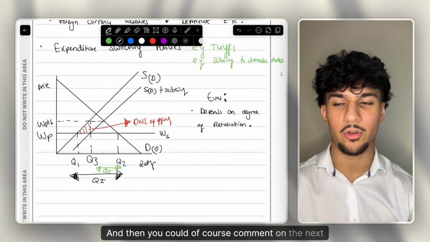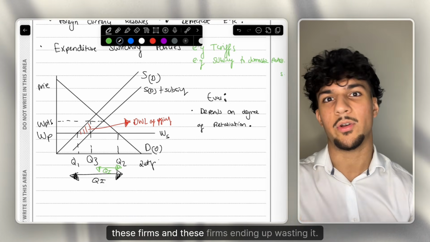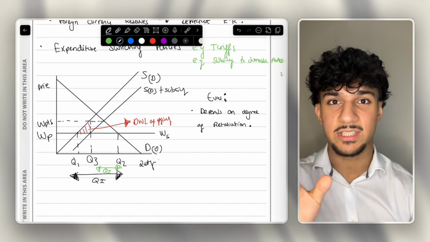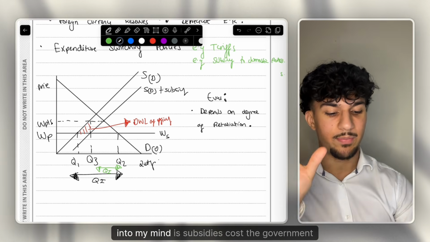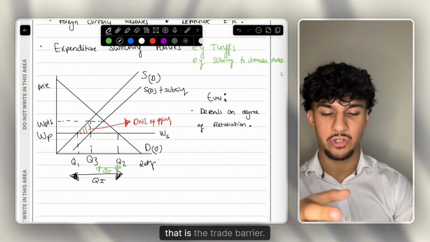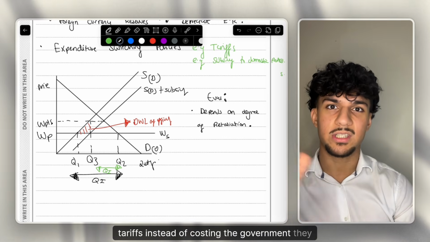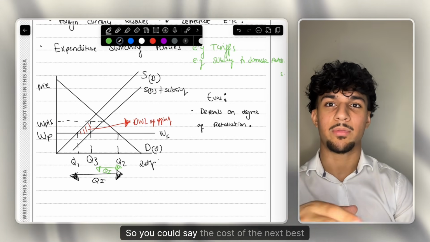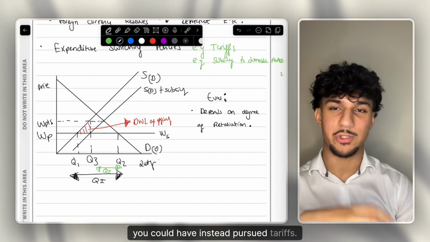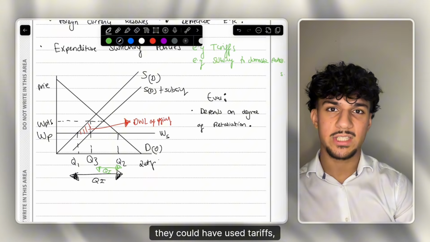And then you could of course comment on the next best alternative. Instead of them subsidizing these firms, and these firms ending up wasting it, they could have spent that on another policy, an alternative policy. Since remember, also a big thing that just popped into my mind is subsidies cost the government money, don't they? It costs the government to provide a subsidy. That is the trade barrier. Whereas if they used an alternative policy like tariffs, instead of costing the government, they bring in government revenue. So you could say the cost of the next best alternative, the cost of subsidies, the opportunity cost, you could have instead pursued tariffs. So essentially, instead of using a subsidy which uses up tax revenue, they could have used tariffs which make tax revenue.